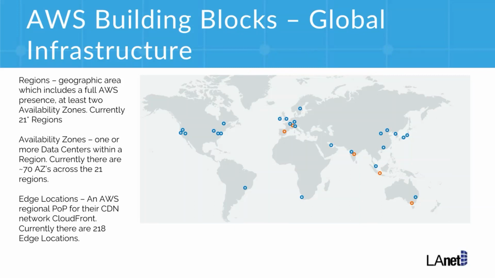So, and this is important because we'll be talking about the scope of certain objects. And you want to know, is an object scoped at the region level, which means it covers all availability zones within a region? Or is the object scoped at the availability zone level, which means it only covers a single data center, right?